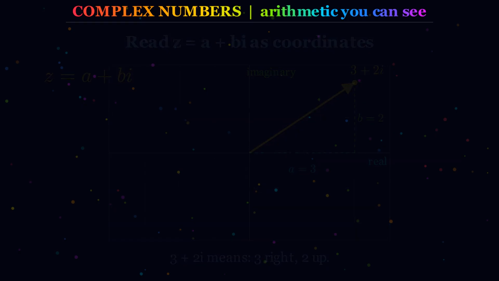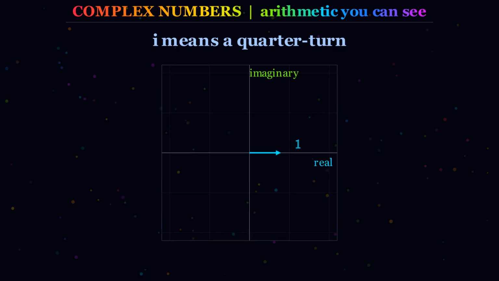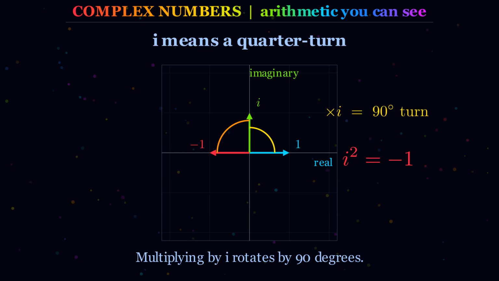The symbol i is the new unit direction. 1 points right, i points up. Multiplying by i turns an arrow 90 degrees counterclockwise. Do it twice, and the arrow points left. That is why i squared equals -1.